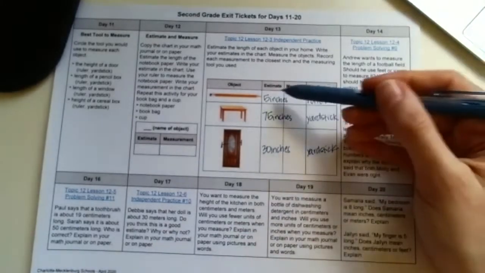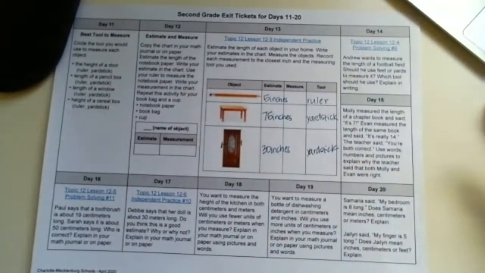Here are my estimates, and here's the tool that I'm going to use. Now I'm going to bring my yardstick and my ruler, and go measure my pencil, my table, and my door. I'll meet you back here to tell you what measurements I come up with. Hang tight.